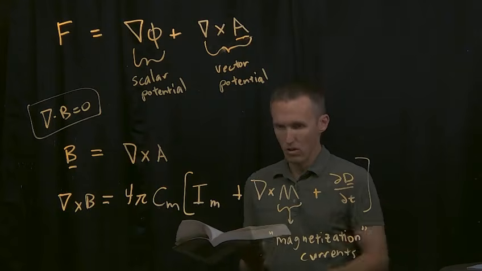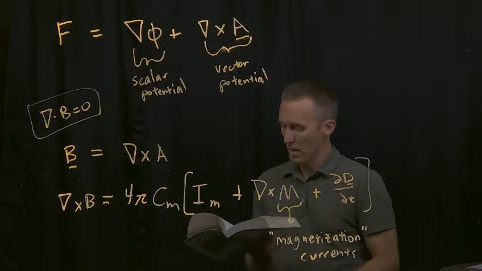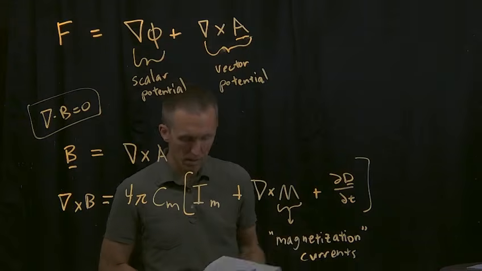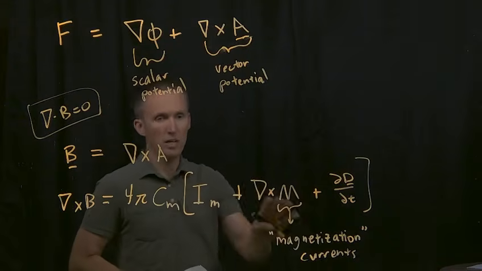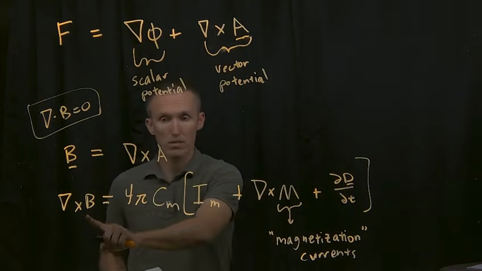Okay, so current density, del cross M. M is magnetization currents, and derivative of D with respect to time. Those are our displacement currents. So these are all the currents, electric currents. Think about these as electric currents. This is what del cross B is equal to.